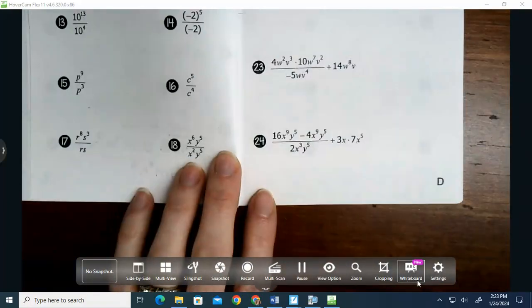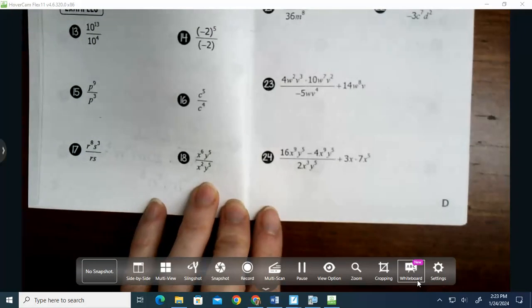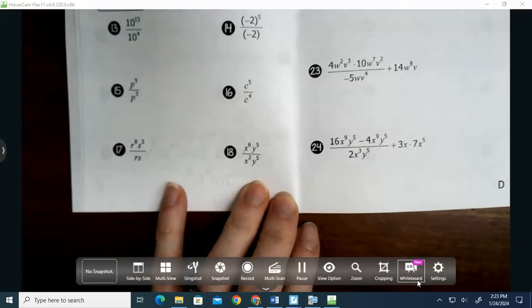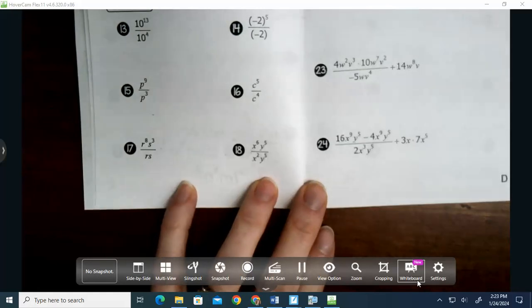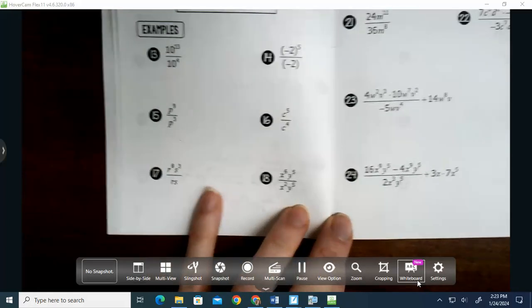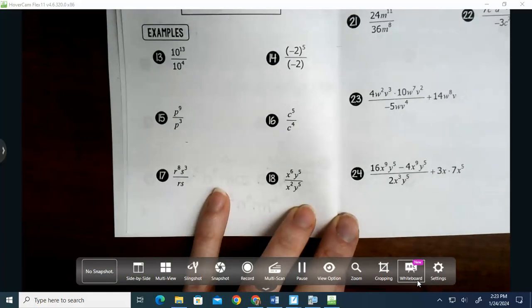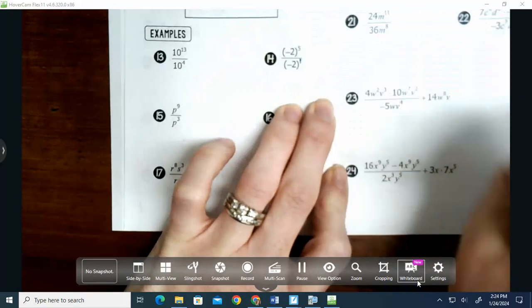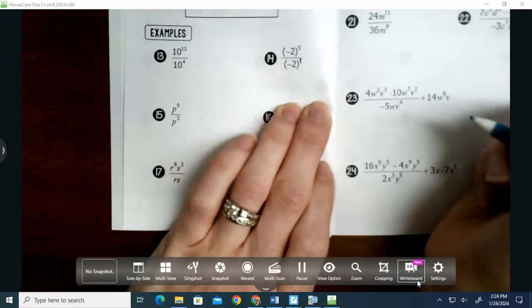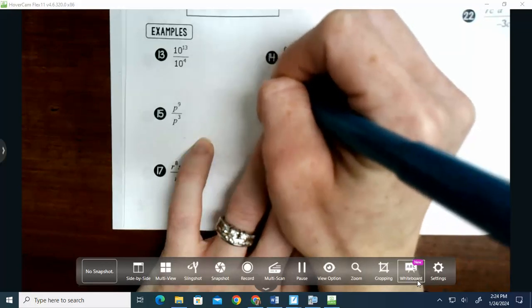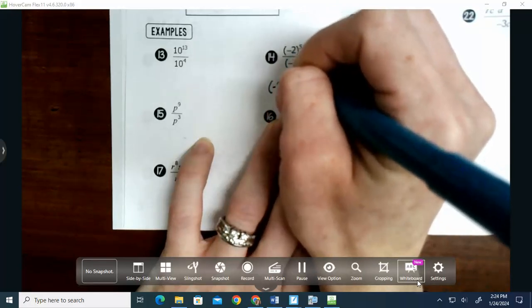Let's go to the next page. So I want to talk about some of these quotient problems. All right, let's look at number 14. So if there's no exponent written, we know it's 1. What do we do with these exponents then? Subtract them. So it's negative 2 to the 4th power.